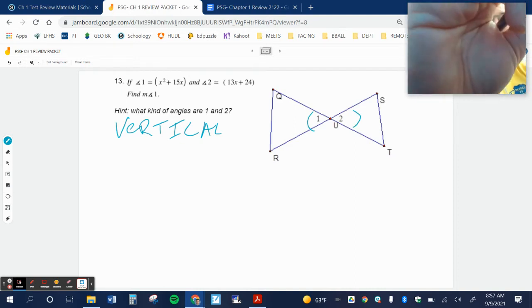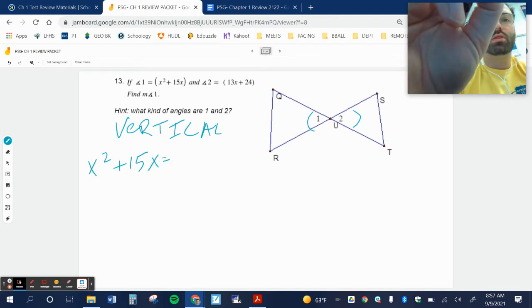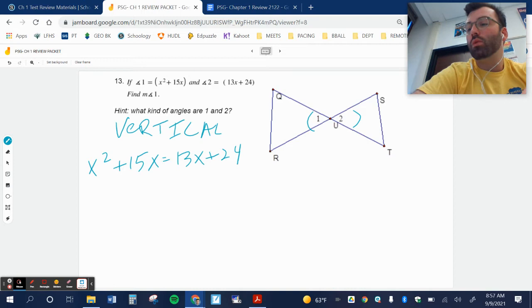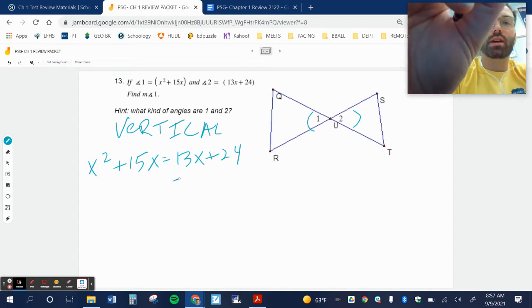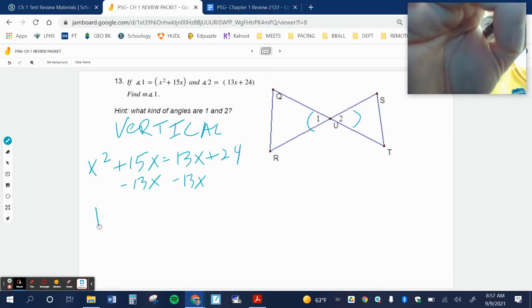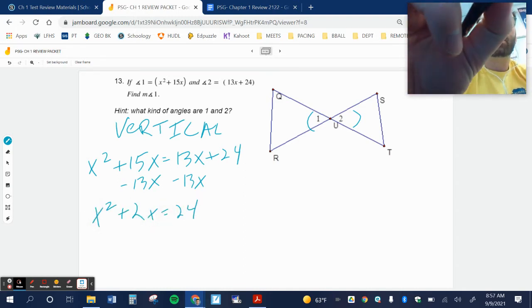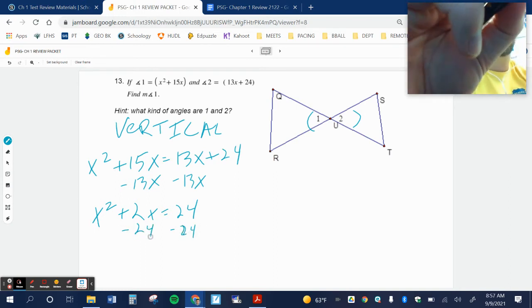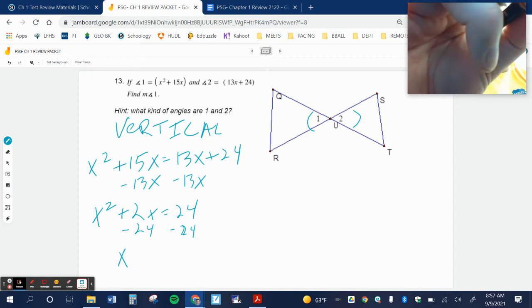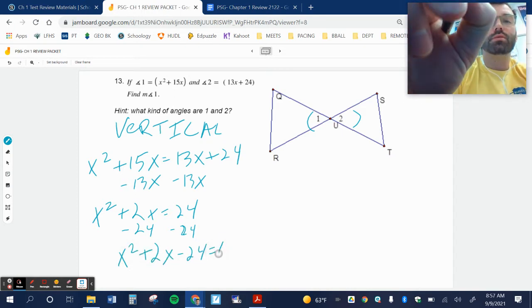So that means I can set these two equal to each other. Okay, well, I have an x squared, so that means I have to bring everything to one side. I'll do it in 2 steps. So I have x squared plus 2x equals 24. Then subtract 24. So I have x squared plus 2x minus 24 equals 0.